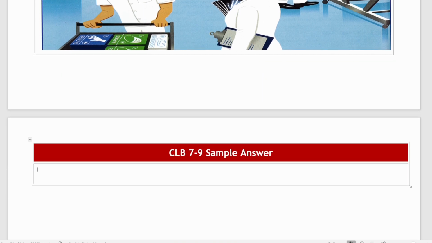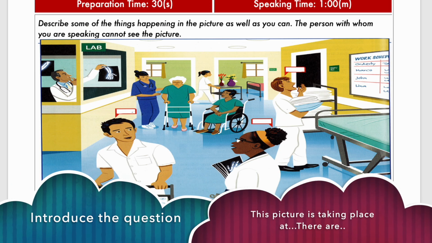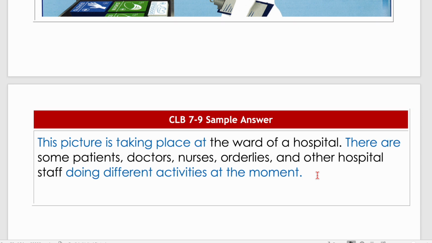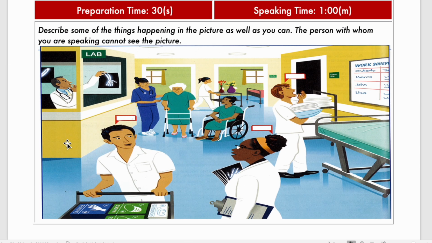by introducing the question: where is it taking place? Okay, and what we see. So, okay, this picture is taking place at the ward of a hospital. There are some patients, doctors, nurses, orderlies, and other hospital staff doing different activities at the moment. Okay, great, great start. So you see, just putting here the ward, at the ward of a hospital, that's already higher level. Lower levels might just say hospital. Okay, so there's one example.